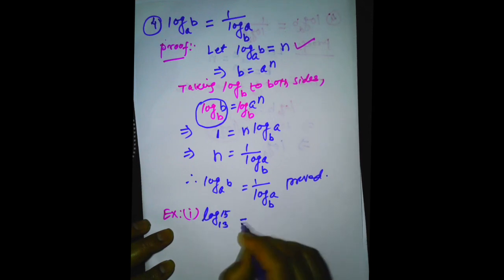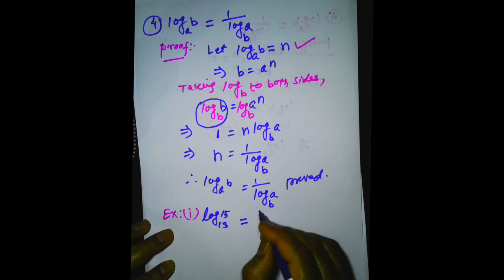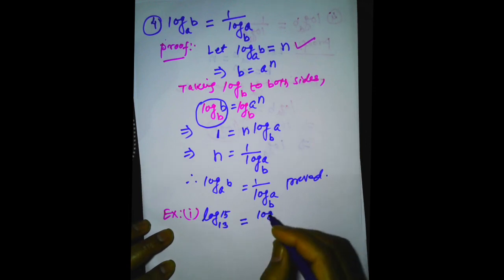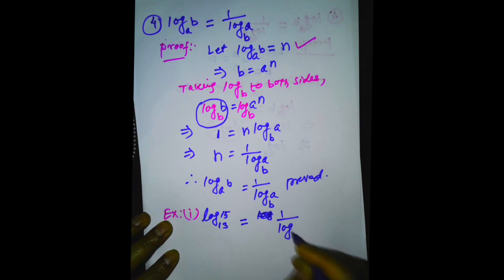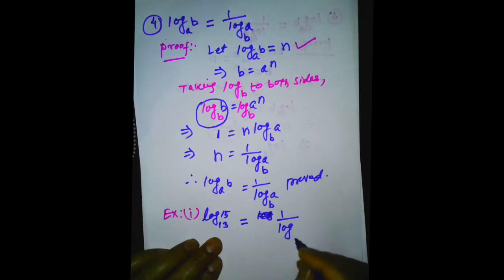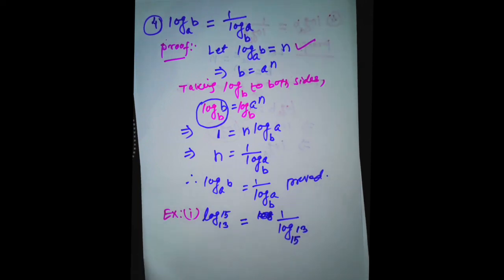So when you need it in your problem, you can write log 15 base 13, and then you can write 1 by log, just interchange the base and the number, so it is going to be log 13 base 15. So in this way you can apply that to the problem area as well.